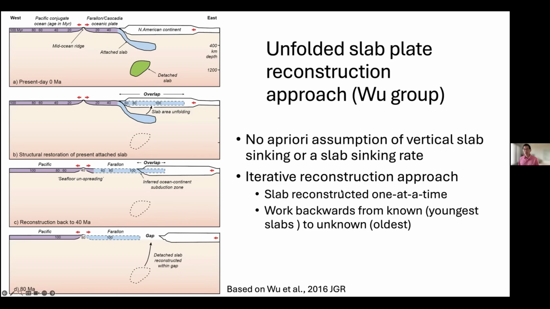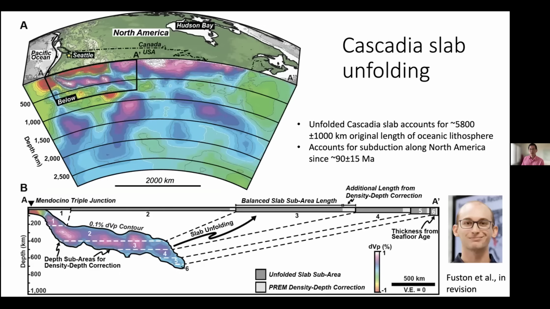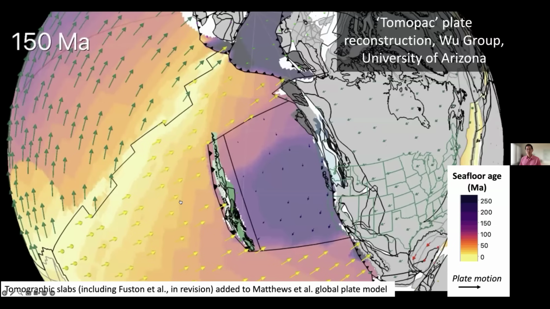The slabs are reconstructed one at a time, and we're working backwards from the known slabs, these youngest slabs, to older slabs. And so if we do this for North America, and this is some work that Spencer has done. Here you can see this Cascadia slab that is still attached to the Pacific. And here Spencer is taking the area and unfolding it back to the Earth's surface. If we put this together, this is the plate reconstruction that we get.